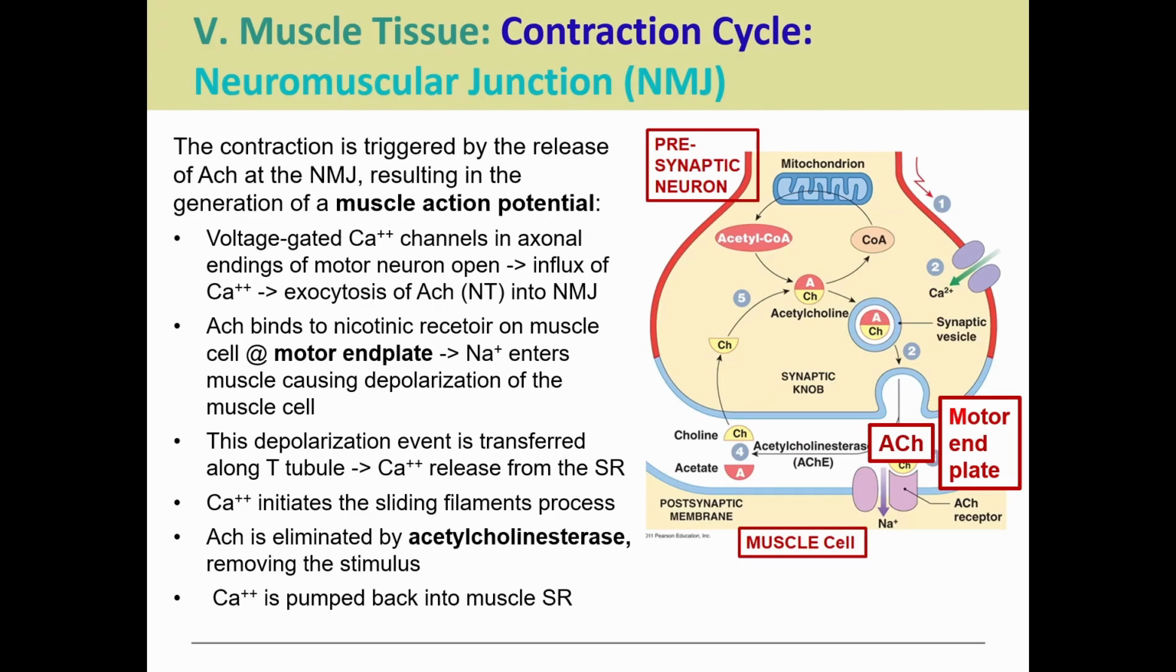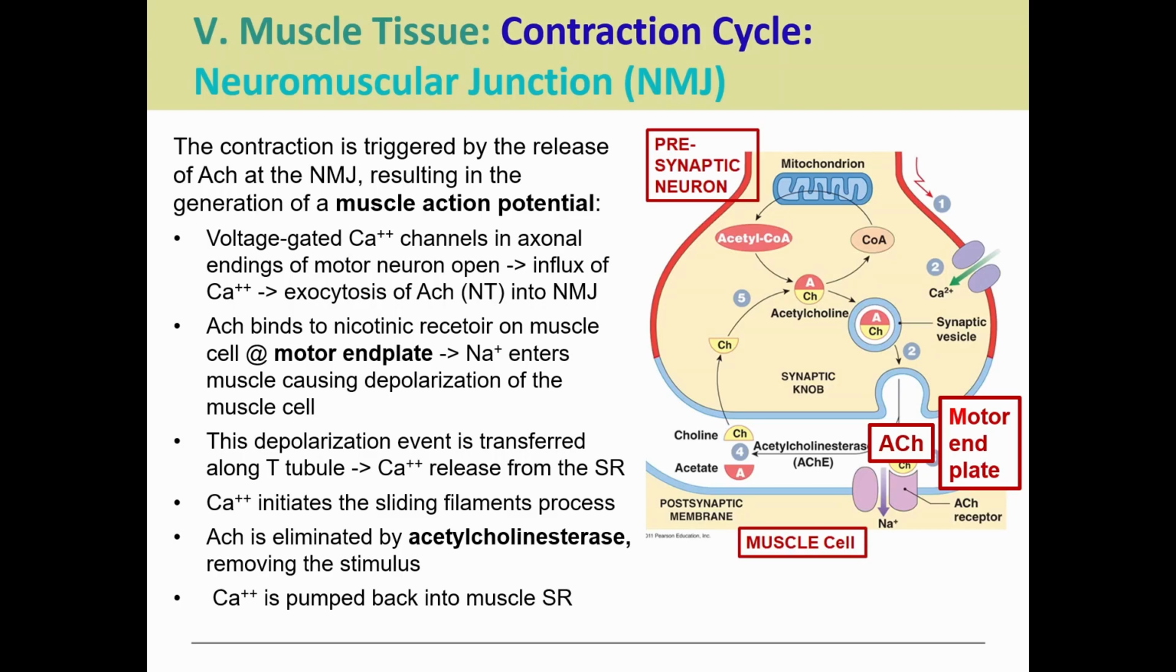The next most important piece of the muscle contraction cycle is the neuromuscular junction, because the muscles cannot just do this whole cycle with the sarcomeres and all that on their own. They need a signal. They need to be excited by something, and that something is a motor neuron that will communicate with them via the neuromuscular junction. We are going to be releasing the neurotransmitter acetylcholine to generate what's called a muscle action potential.